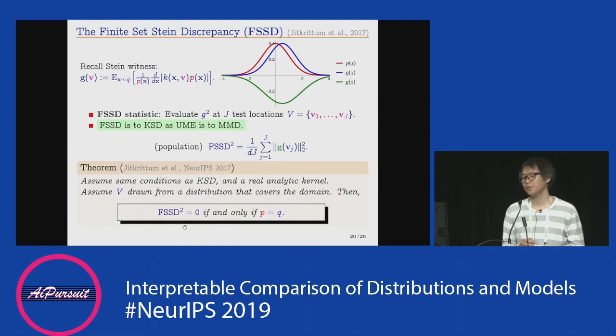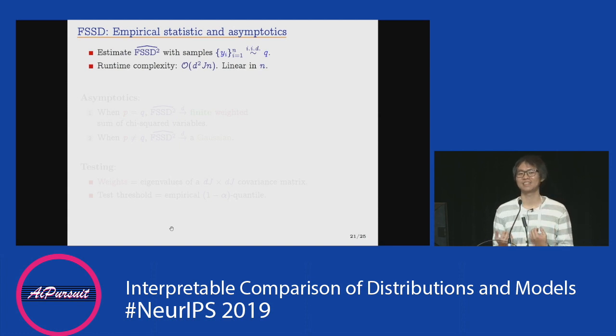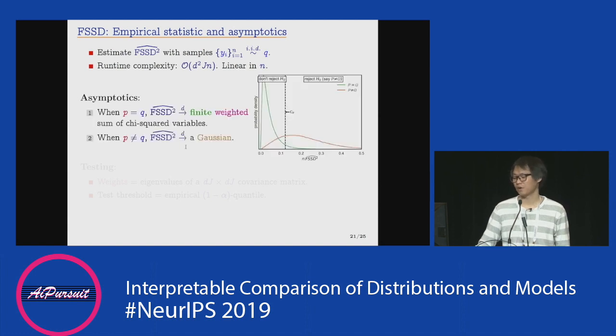So how do we do the test? Well, so far you have seen so many tests already. I guess you can already guess the behavior of the squared FSSD. It turns out to have very similar behavior as in MMD and KSD. So this is the behavior. Under the null, when P is Q, the FSSD follows a finite weighted sum of chi-square variables. The difference with MMD is that instead of an infinite sum, we have a finite sum. That is the only difference. Under the alternative, when P is not Q, this statistic FSSD asymptotically follows a Gaussian.